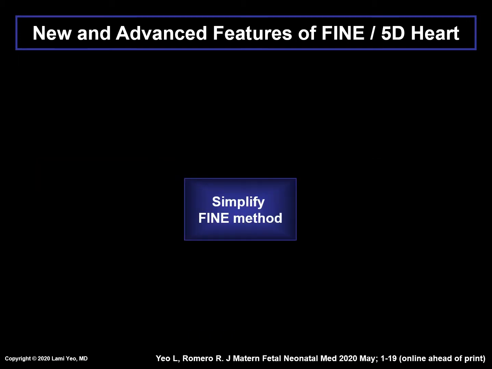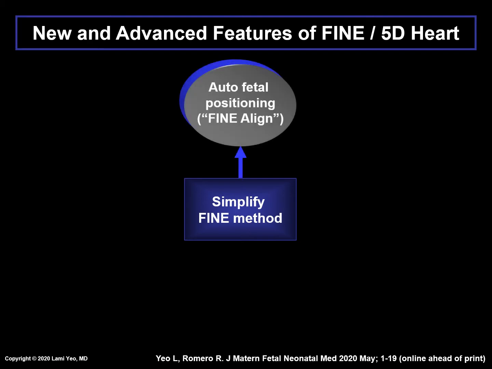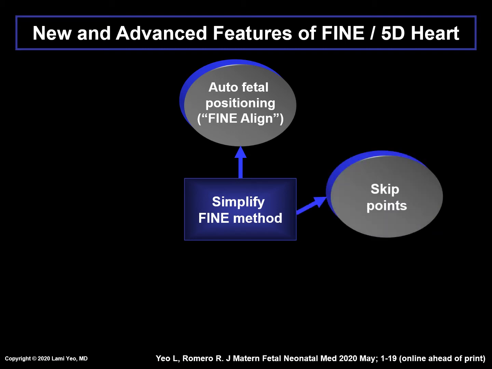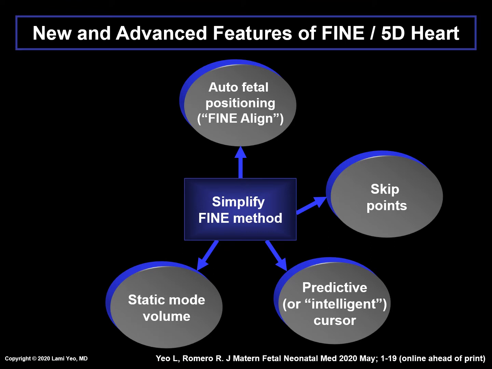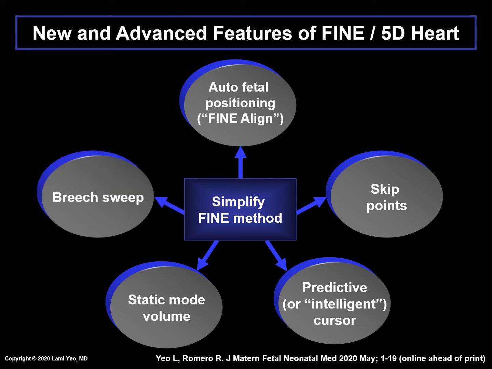There are 5 new features to simplify the FIND method, and they are autofetal positioning or fine align, skip points, predictive or intelligent cursor placement, static mode volume, and breech sweep. First, we will discuss autofetal positioning or fine align.